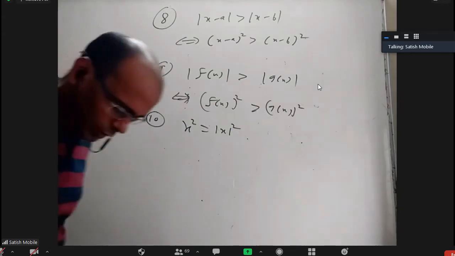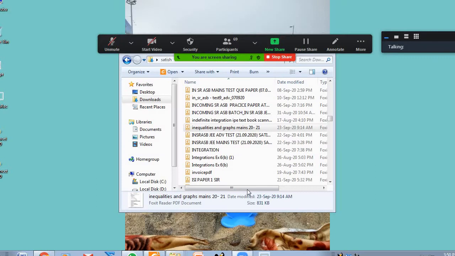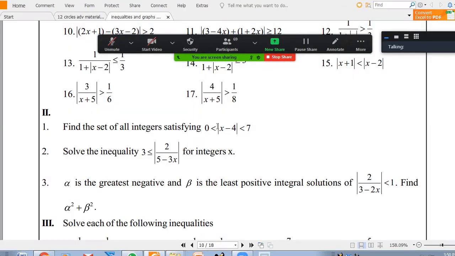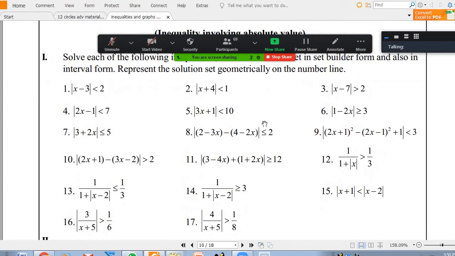Okay, so now we are going to do exercise questions. Odd numbers we'll do in the class together, and even numbers we'll do as homework. Okay, so beginning questions are easy. You can easily do it.